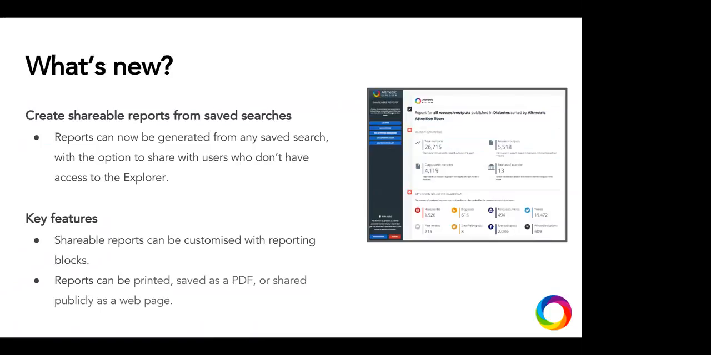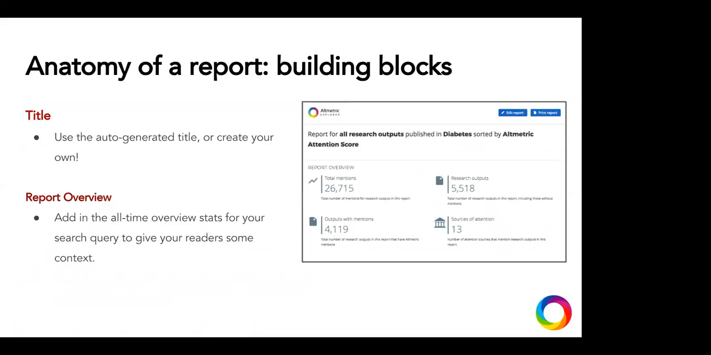They can be customized with a selection of reporting blocks, and they can be printed, saved, or shared publicly as a web page. So you could even perhaps include a link to one in an online application that you might be doing, or in your social profile, or even in your email signature to really help showcase that engagement that your work is receiving. Within the actual functionality of the report, you can use the auto-generated title or create your own, which we recommend. It obviously makes it easier for you to recognize and to help explain to people what it is.